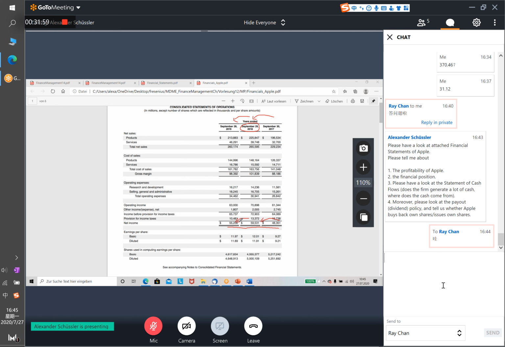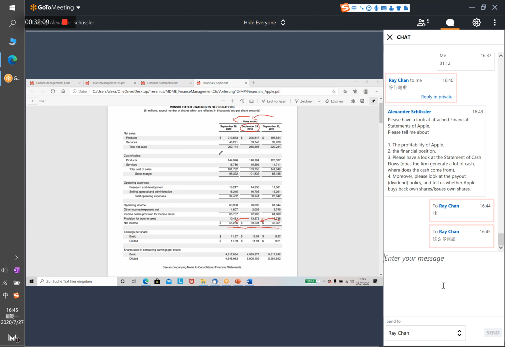Okay. So generally, you can say in all these years, Apple was quite profitable. You can calculate the net profit margin for all these years. We said in 2019 it was 21%. In the year before, it was probably even higher. You can take the net income and divide it by total net sales, and then you will get a net profit margin of even more than 21%.